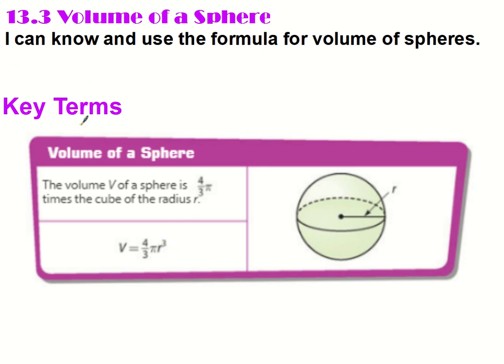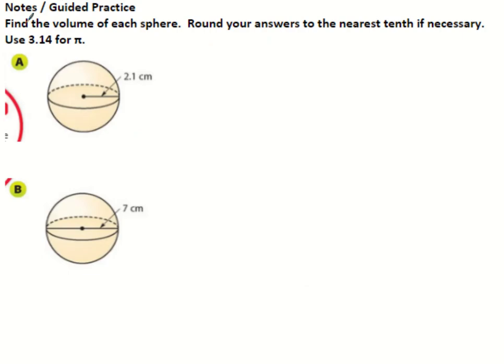So this formula is definitely different than a cylinder and a cone. Now, the 4/3 can throw some people off. So I'm going to show some strategies on how to work with 4/3. But let's just get right into it. So if I'm looking at a sphere here, and I want to find the volume of it, we're going to round our answer to the nearest tenth. So I'm going to plug the value into my formula, which again is 4/3 pi r to the third power. So first, I have 2.1 is my radius because it only goes halfway into the sphere.